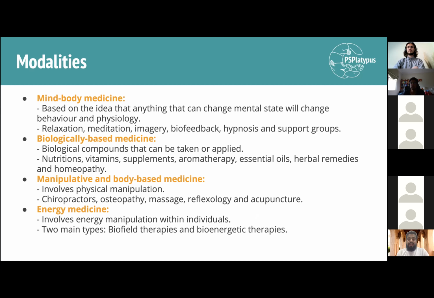Then biologically based medicine, which is the usage of biological compounds that can be taken or applied: some essential oils, aromatherapy, some supplements, and vitamins. Then we have manipulative and body-based medicine, which involves physical manipulation, like massage, osteopathy, and reflexology. Finally, you have energy medicine, which involves energy manipulation, and it has 2 main types: biofield therapies and bioenergetic therapies.